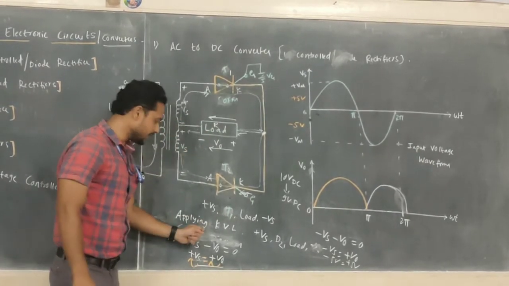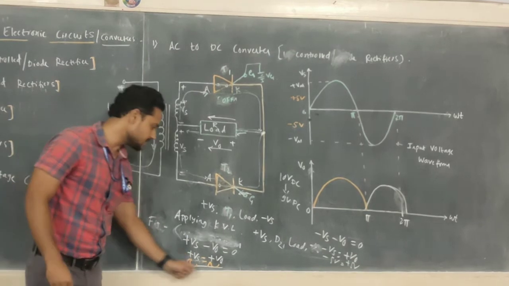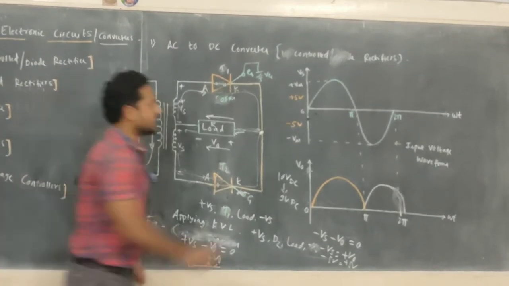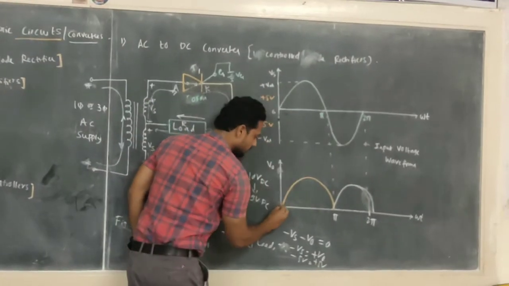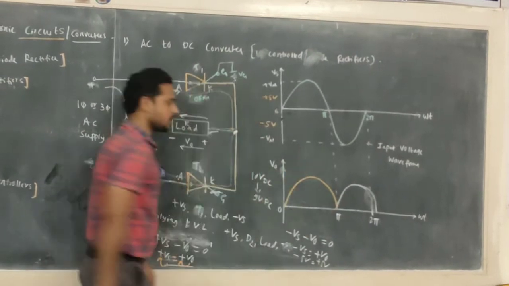then load, back to the negative terminal of the supply. Now if you apply KVL, the same thing you will get: plus Vs is equal to plus V0. The value of input voltage in the positive half cycle will be equal to the value of output voltage in the positive half cycle.